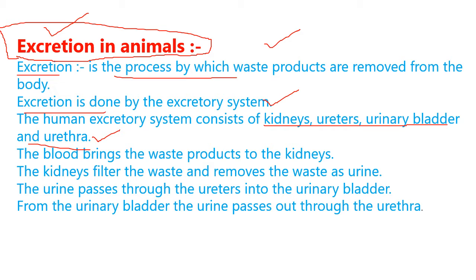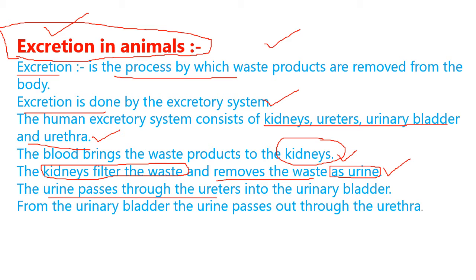So the blood which brings the waste products is brought to the kidneys first, and the kidney filters the waste, and after the filtration process the waste is removed from the blood and it is stored as urine. So whatever waste product is generated in the kidney is the urine, and then the urine passes through the ureters into the urinary bladder, and from the urinary bladder the urine passes out through the urethra.